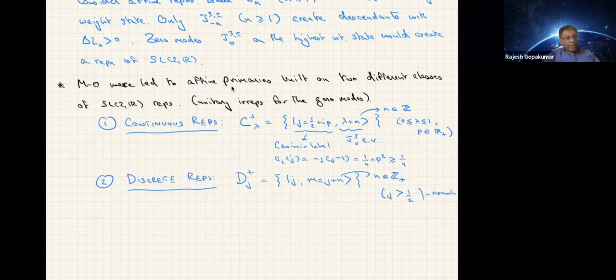It takes real values because we're actually working on the universal cover of SL2R. So once again, this is the Casimir label. The Casimir is again minus j into j minus one like before. And this is the J30 eigenvalue, but the J30 eigenvalue is now correlated with the j. So in fact, this is a state where J0 minus is equal to zero.